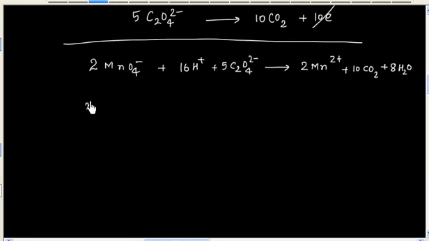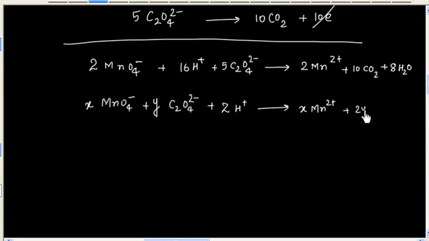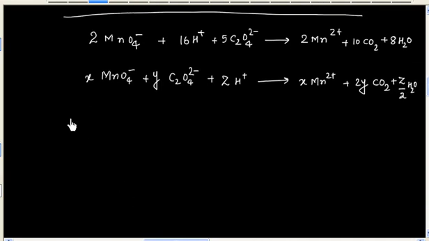We have been given this equation. Now we can compare coefficients to find the values of x, y and z. So you see, the value of x is 2. You can see the right side also. The value of x is 2.